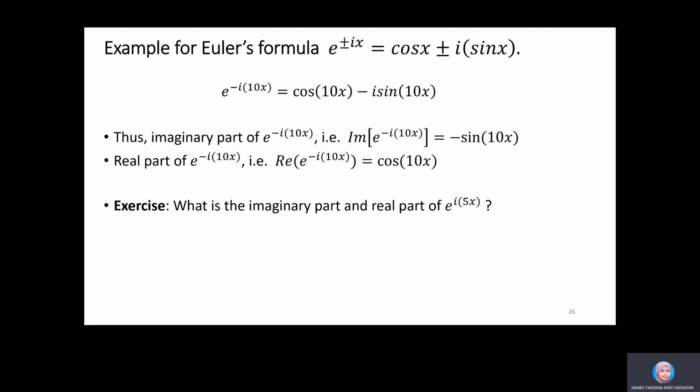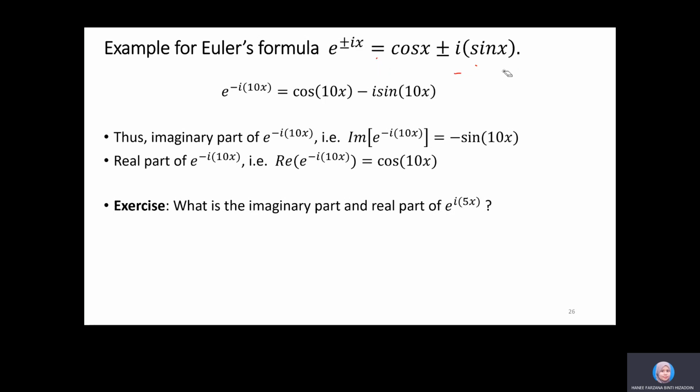Let's do a quick example on the Euler formula. Given Euler's formula, e to the power of plus or minus ix equals cos x plus or minus i times sine x. So if it is e to the ix, then it's cos x plus i sine x. But if it is e to the minus ix, then it is cos x minus i sine x.